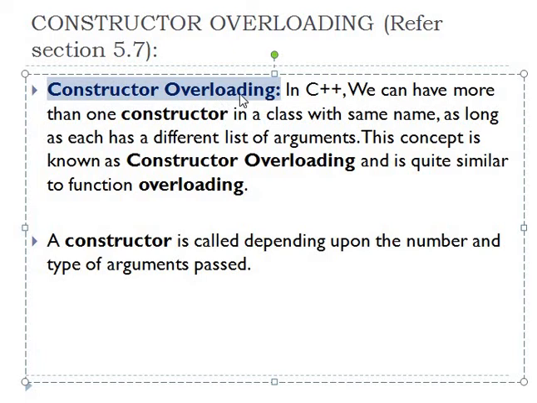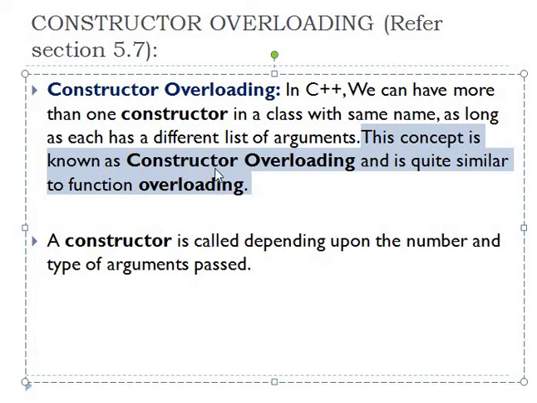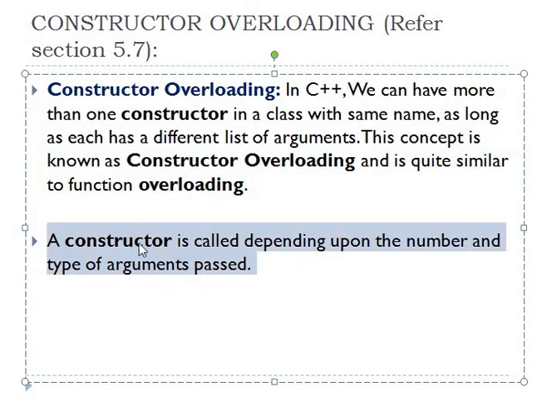So what do we mean by constructor overloading? In C++, we can have more than one constructor in a class with the same name, as long as each has a different list of arguments or parameters. This concept is known as constructor overloading and is quite similar to function overloading. Note that a constructor is called depending only upon the number and type of arguments passed.